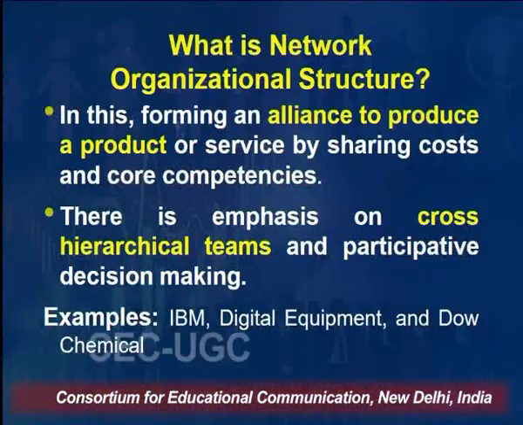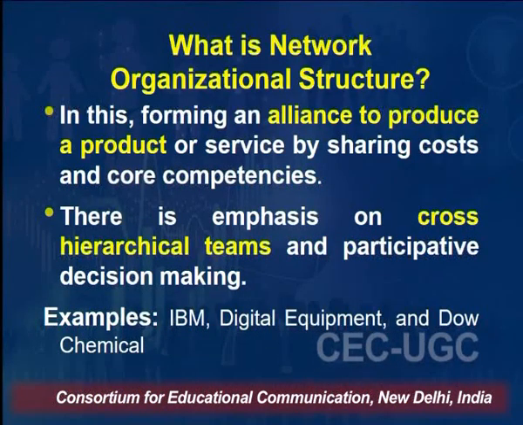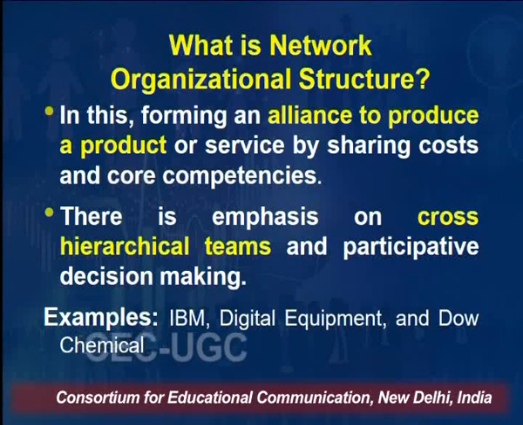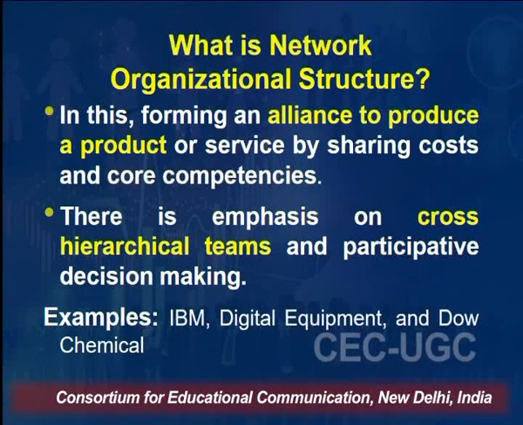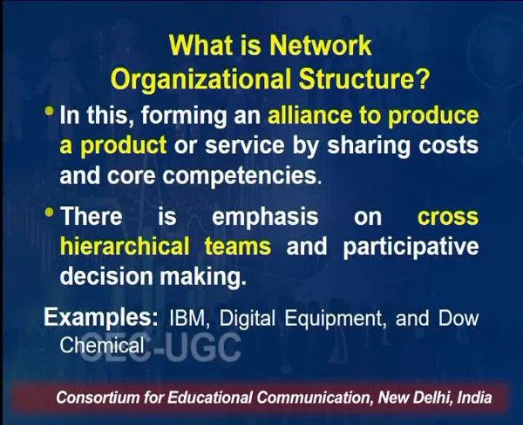A government may come together with a private organization to develop some software, some particular application, some app. Okay. So what happens? There are cross hierarchical teams which are participating in decision making, in discussion, and finally they are taking decisions. Examples are IBM, Digital Equipment, Dow Chemical. They all are following this network organizational structure, because the purpose is to produce a particular product or develop a particular application. So different entities which are independent are coming together.